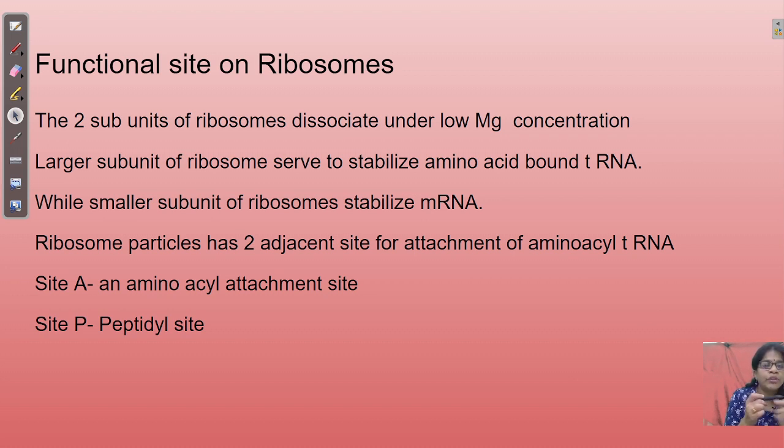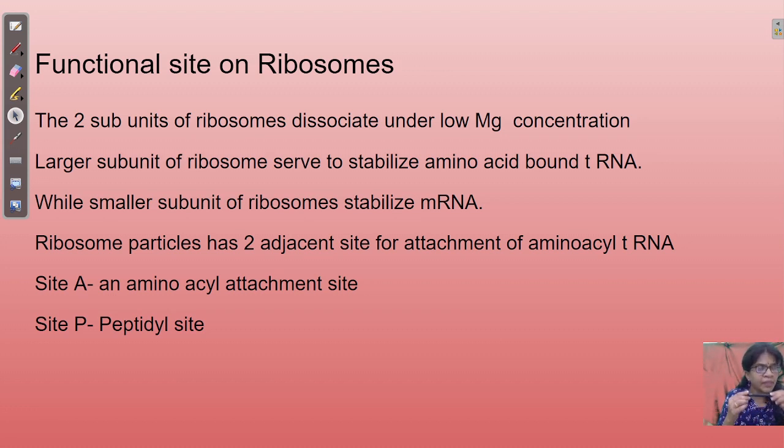Okay, so there are two subunits, right? They are arranged in a model like this, where one particular subunit of the ribosome would stabilize your amino acid tRNA, because it has to invite the tRNA with a particular amino acid bound to it, right? So that would be stabilized by one of the subunits of the ribosome. The other, smaller subunit of the ribosome would be stabilizing the mRNA. One will be taking care of the mRNA, the other would be taking care of the tRNA, right? That is how the whole functional site would be in ribosomes.